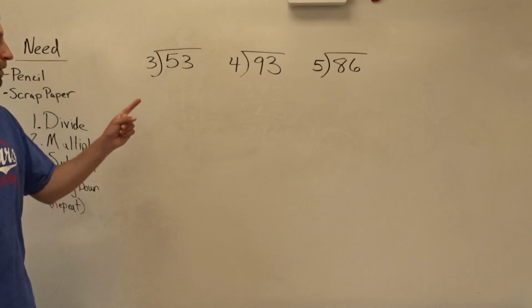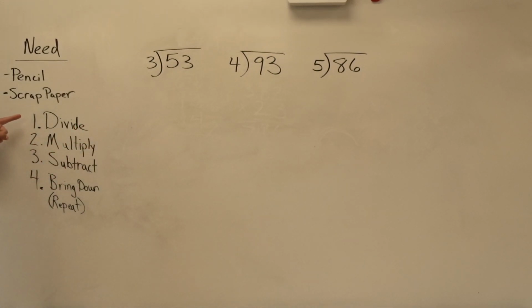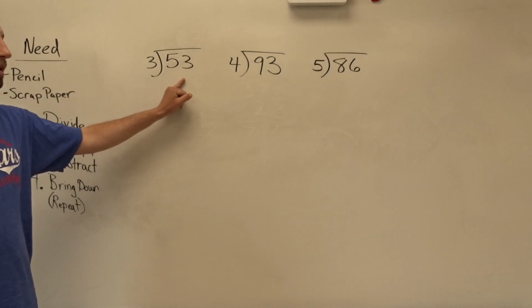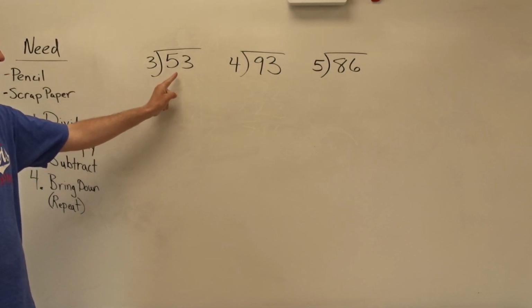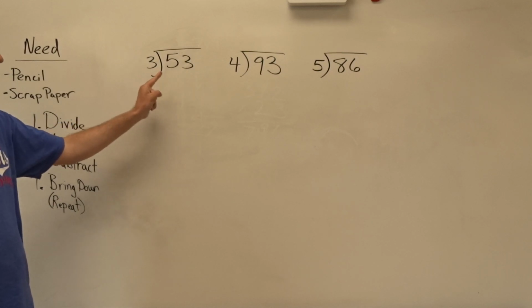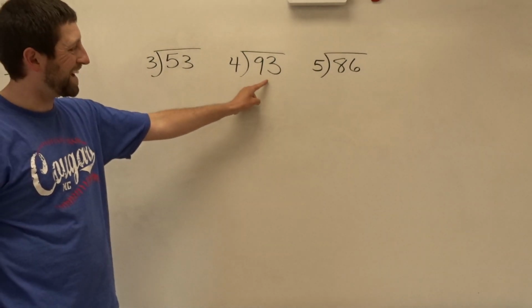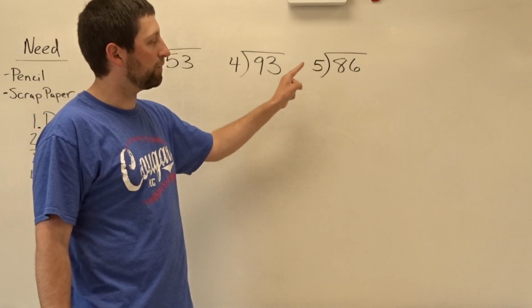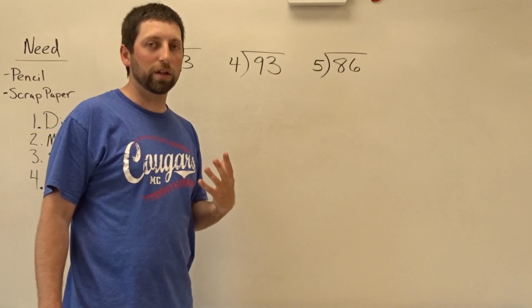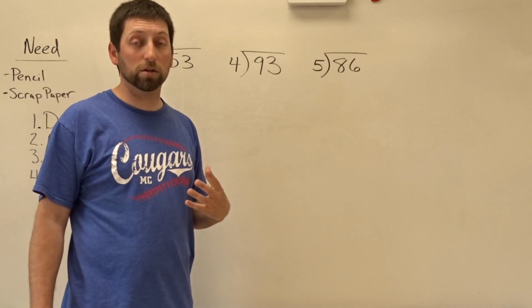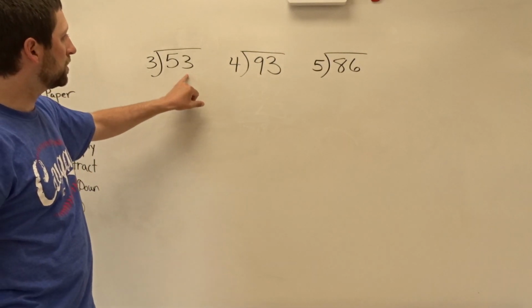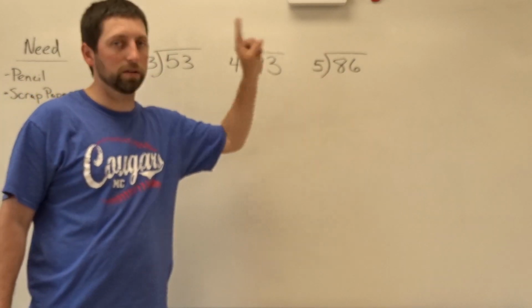Okay, next up I wrote 3 examples here. I want you to go through the steps of dividing, multiplying, subtracting, and bringing down, and find what your remainder is. So first one I want you to do is 53 divided by 3. The second one I want you to try is 93 divided by 4. And then 86 divided by 5. And then when you get done with each one of those, you should check those by multiplying and then adding the remainder to that, and making sure you get to this number, and this number here.